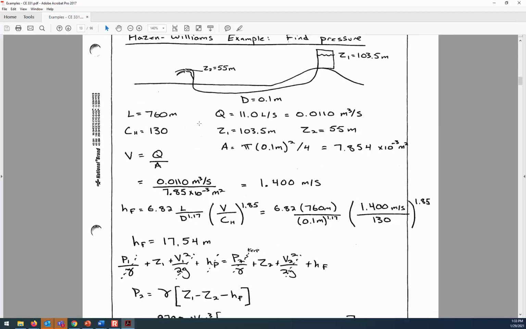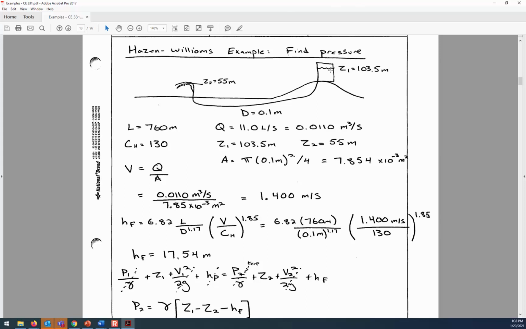All right. So you can see that the water's flowing from the tank where the pressure is 0, the elevation is 103.5, and the velocity at 1 is 0. The water flows through the pipe, and we can calculate the flow velocity with Q divided by the area. If we have the cubic meters per second and divide it by the cross-sectional area of the pipe, that gives us 1.40 meters per second as the flow velocity.